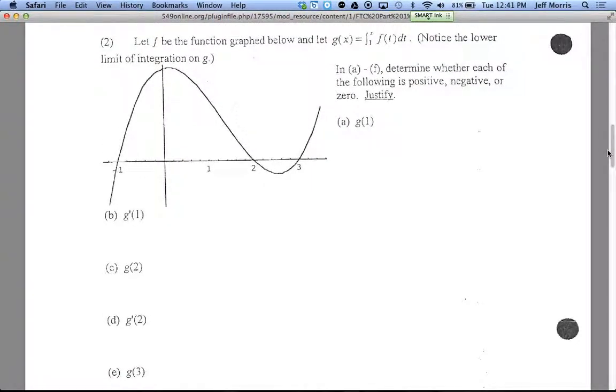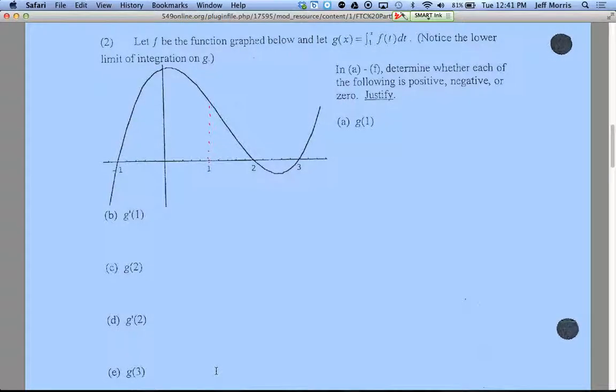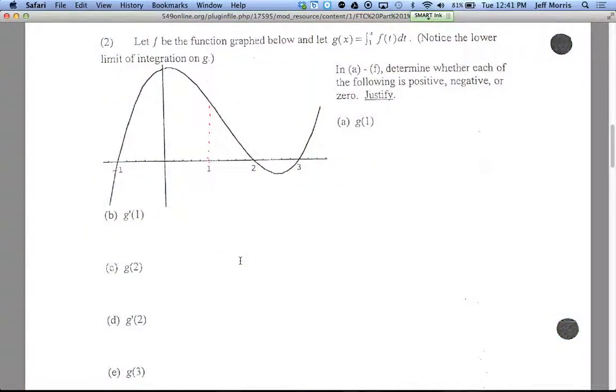Let f be the function graphed below by g of x equals the area from 1 to x. Where is this one measured from? 1. That's where I'm measuring area from. Notice the lower limit of integration. In A through F, determine whether the following is positive, negative, or 0. They don't want number answers. Here's why. You can't find them. Nobody would be able to find the exact answer here.